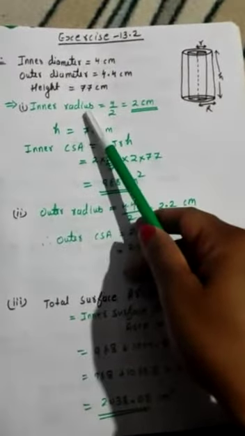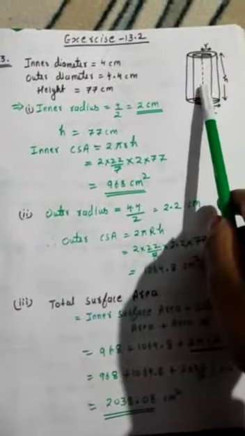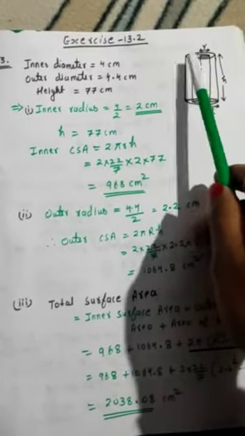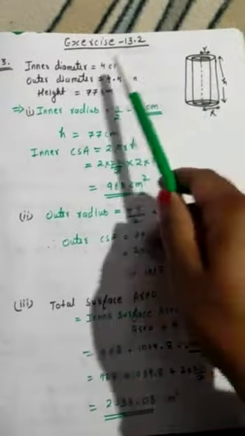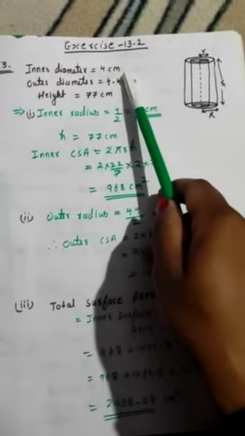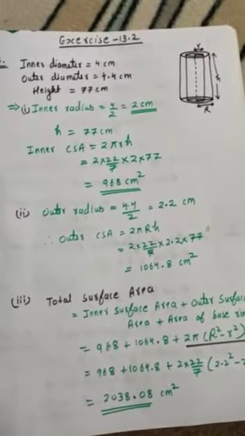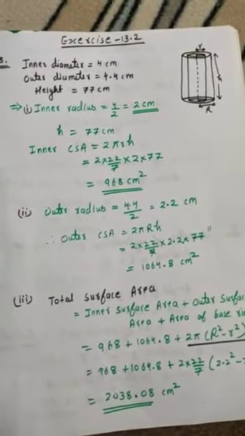So the first task you have to do is write all the given things. Then since this is a pipe, it is having two diameters. One is outer, one is inner. So outer diameter is 4.4 centimeter and inner diameter is 4 centimeter. Okay, so this much is given to you. Now the first question is you have to find out the inner curved surface area.